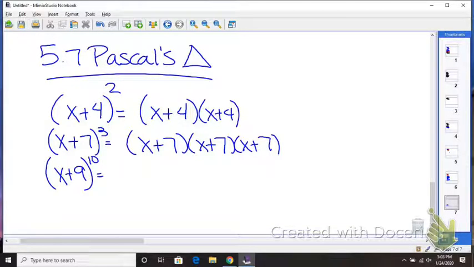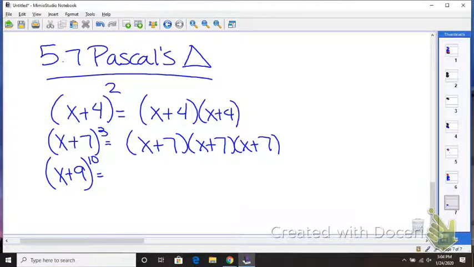What if I gave you x plus 9 all raised to the 10th power? How many times do I write it out? 10. And then we multiply to the point where we're just done with math. So what Pascal's triangle does for you is it allows you to multiply these things out without actually writing them out and multiplying them. So it gives you a pattern to follow, so you can just go straight from here, do a little work, and get to the answer without writing it out 10 times and multiplying it all together.